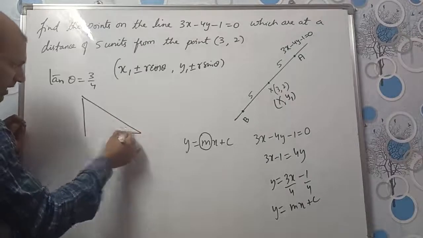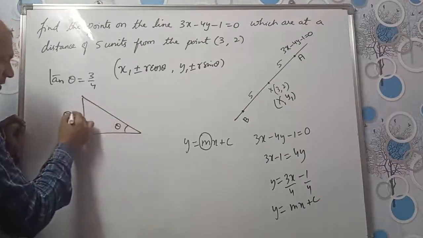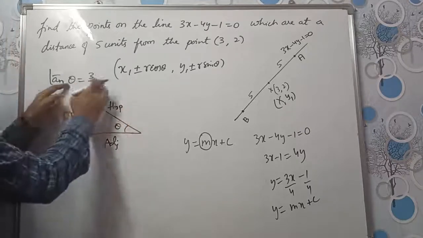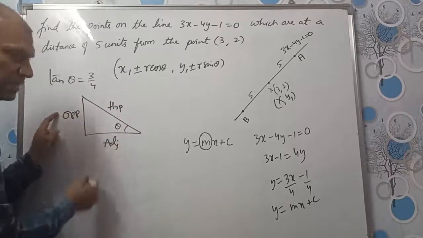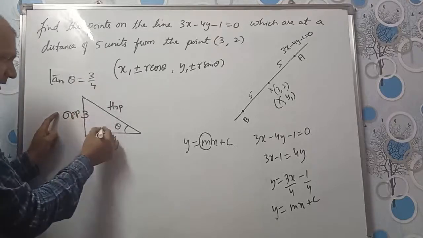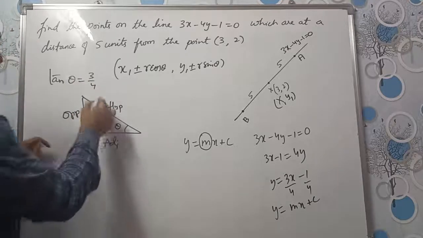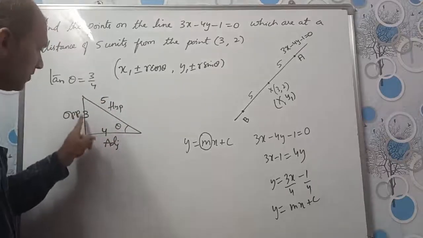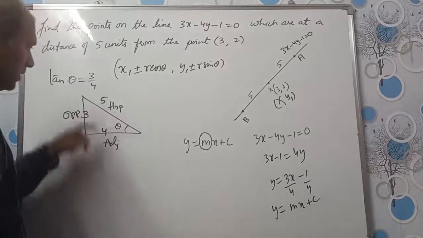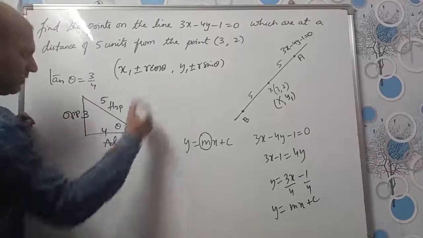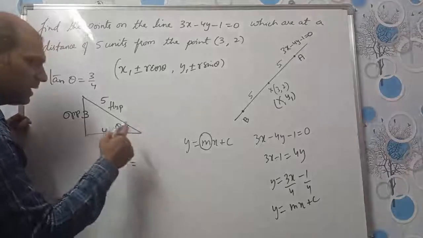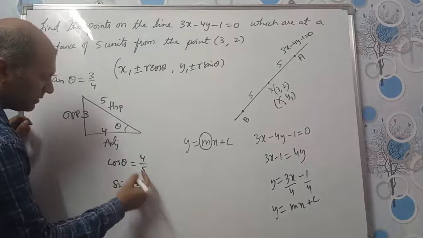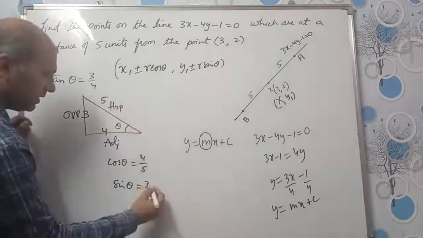If we have a right angle triangle, if theta is here, this will be the opposite side, this is the adjacent side, and this is the hypotenuse. Tan theta formula, we know it is opposite divided by adjacent. So opposite divided by adjacent is 3 and 4 here. If we use Pythagoras theorem, the hypotenuse will be equal to 5. Remember this triangle, it's a very famous triangle, 3, 4, 5. So 5 is the hypotenuse. Can we get the value of cos theta now? Cos theta is adjacent by hypotenuse, so it will be 4 by 5. What is sin theta? Sin theta is opposite by hypotenuse, it will be 3 by 5.